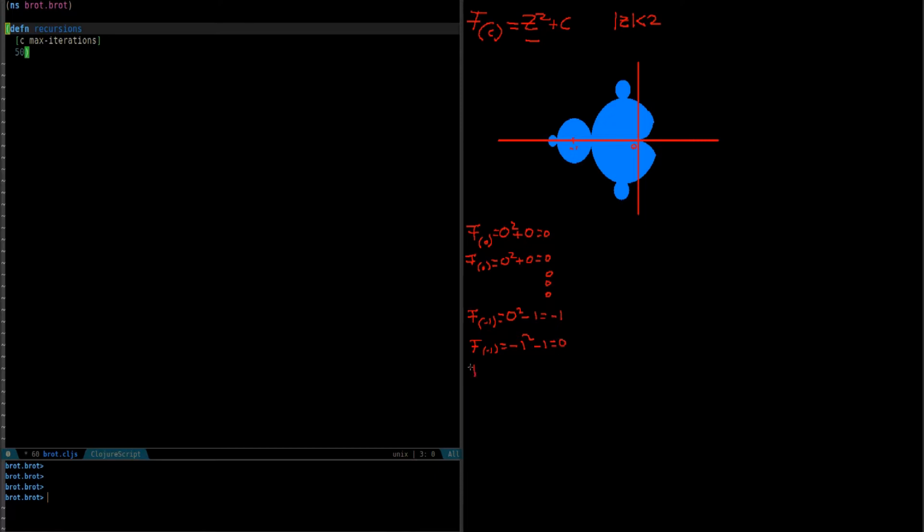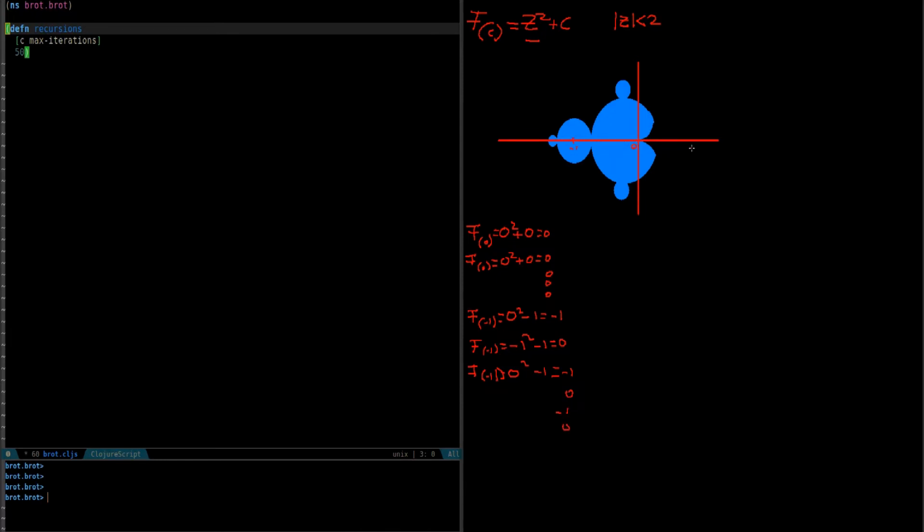That gives us f of -1, z has become 0. I can see where this is going. 0 squared minus 1 gives us -1 again, also for c is -1. This goes on and on and on.